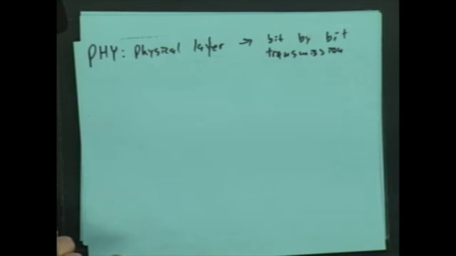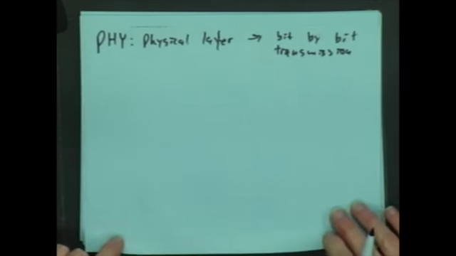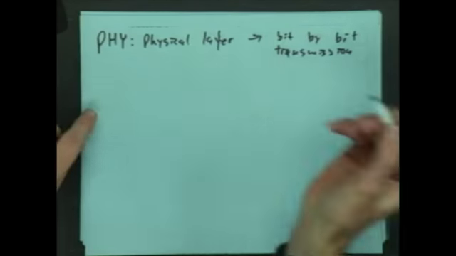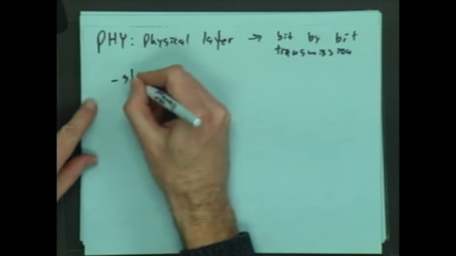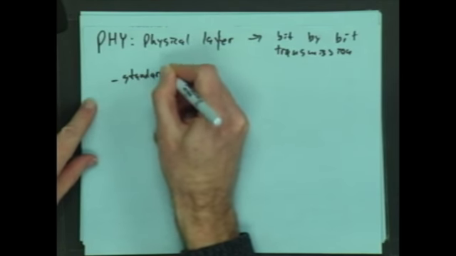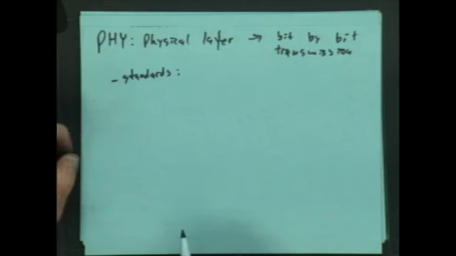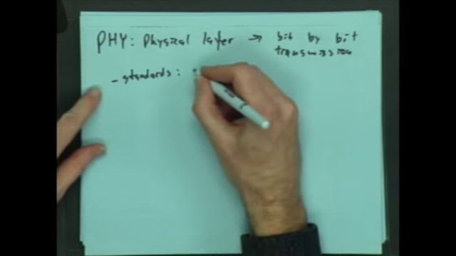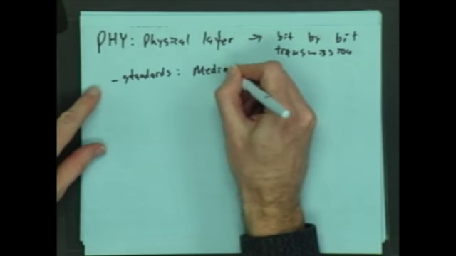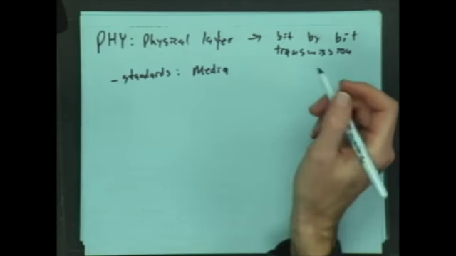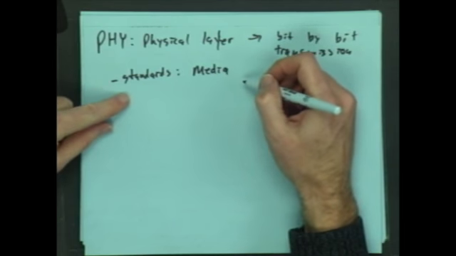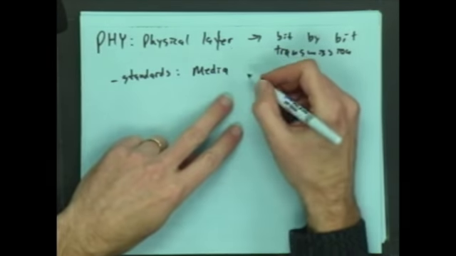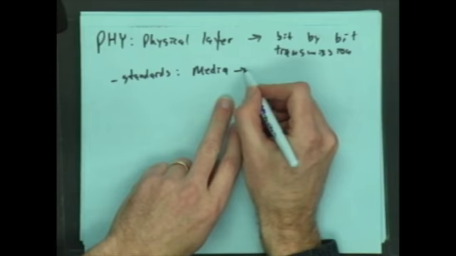Okay, I want to get one bit across a cable. All right, the standards here say just a couple of different things. One thing is what media you are going to choose. This is the media that you're actually using to transmit your information in.